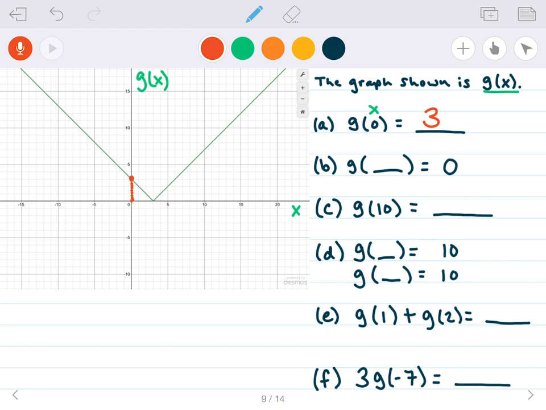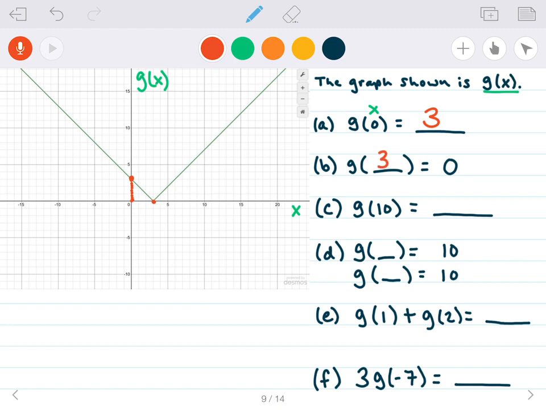Okay, part B says g of what equals 0. So what input doesn't have any vertical movement, basically? That's going to have to be this guy right here. That's on the right horizontal axis, and that's at 1, 2, 3. So that's going to be 3 right there.